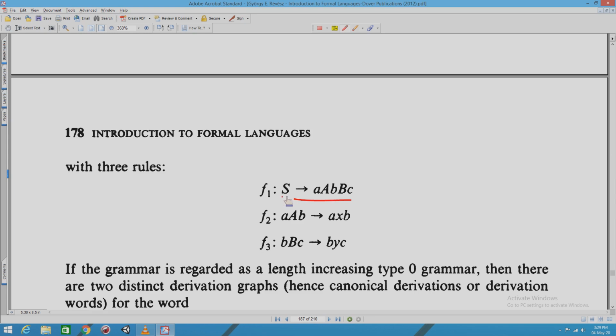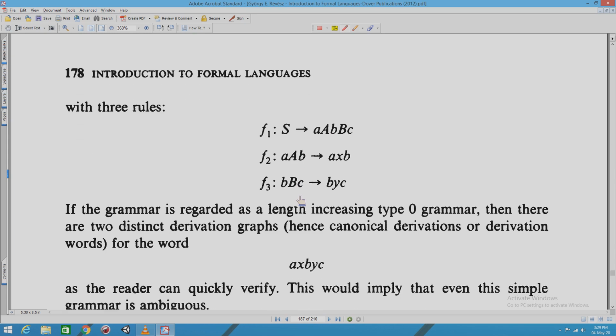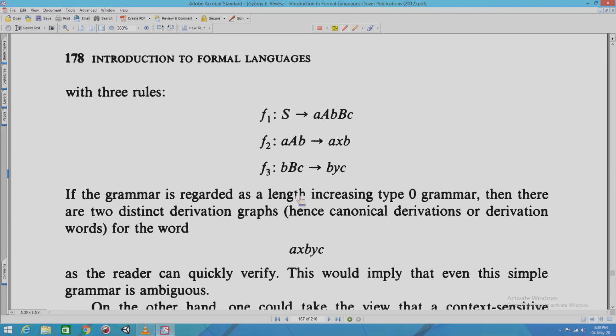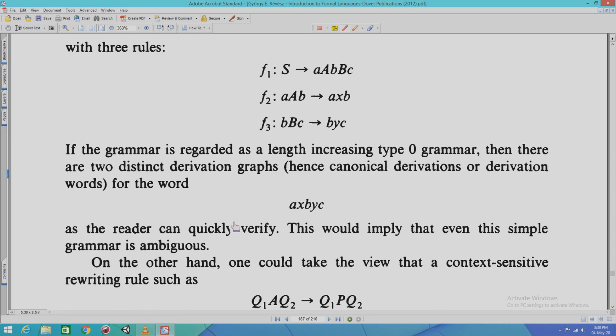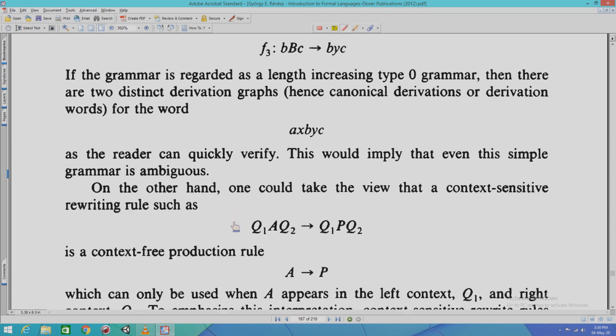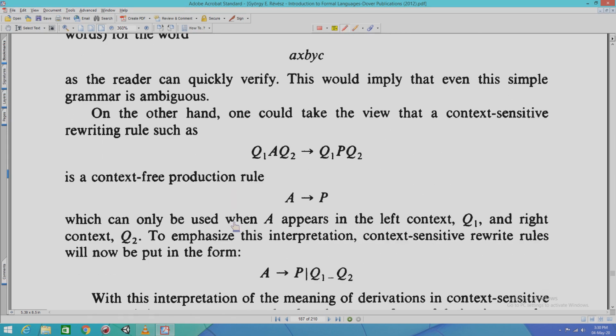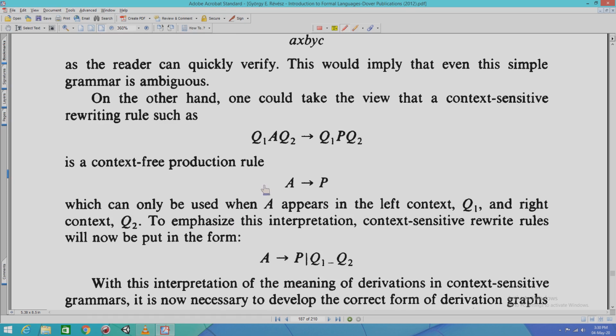Similarly, look at the first production. This production also falls in the context sensitive category, where the left context is null and the right context is also null. Null means empty string. So this is basically a context free production, but it can be treated as a context sensitive production also.